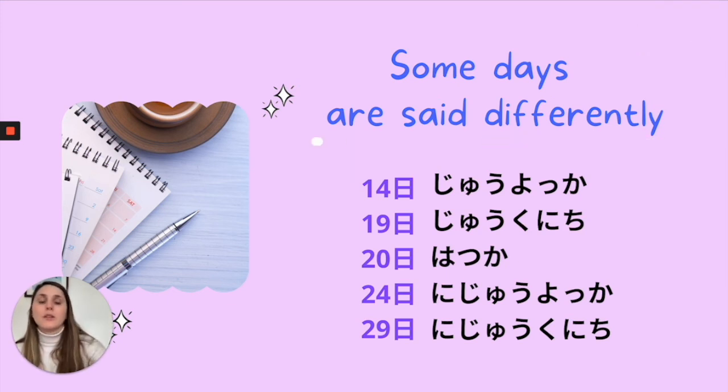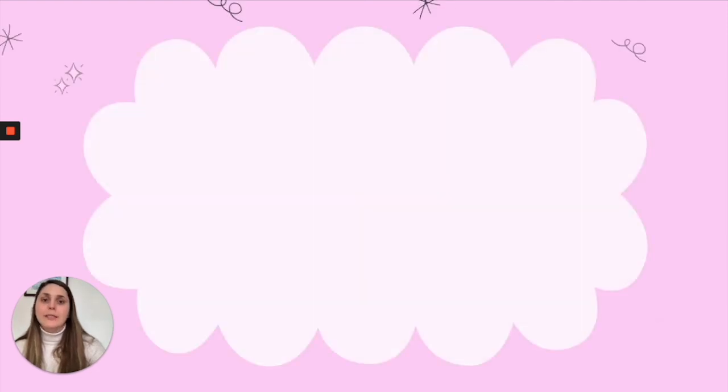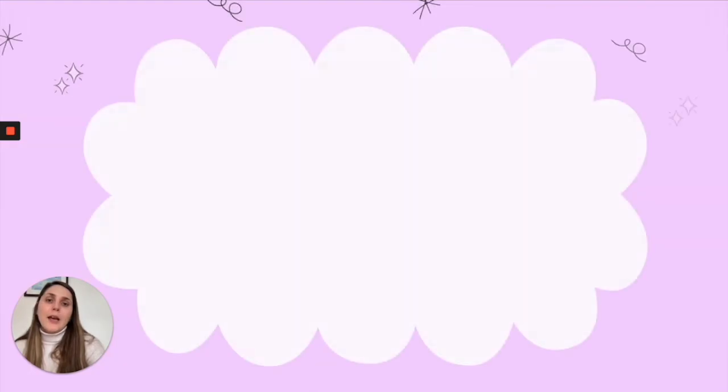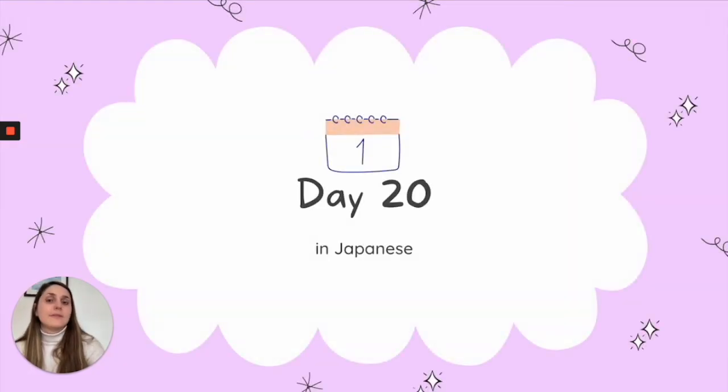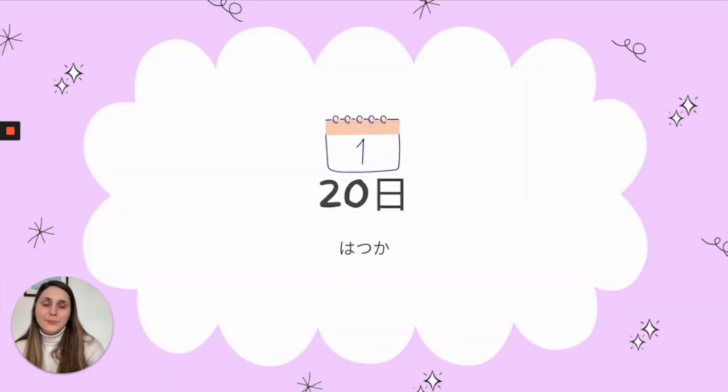So this would be also a little bit different, but in this case, if you remember that 4 is always 4日 with the months, and then that 9 is ku, I think you can make it not that hard. So let's practice. How would you say day 5 in Japanese, do you think? Day 5 in Japanese is 5日. How would you say day 20 in Japanese? So day 20 is 20日.